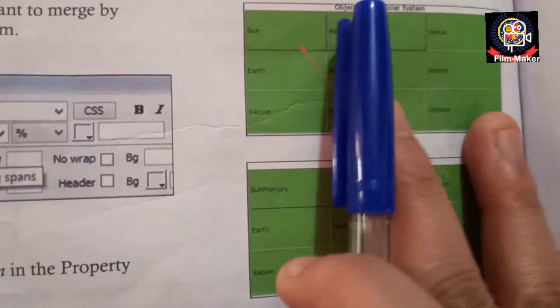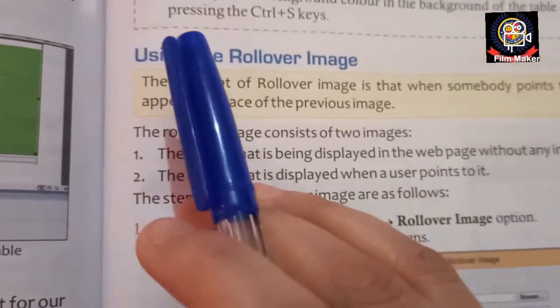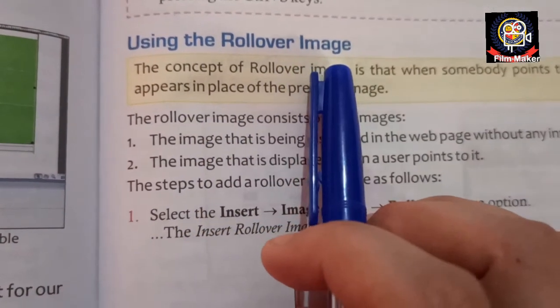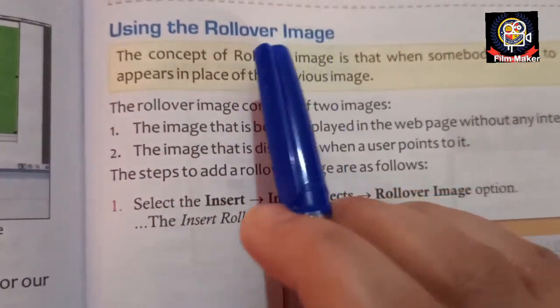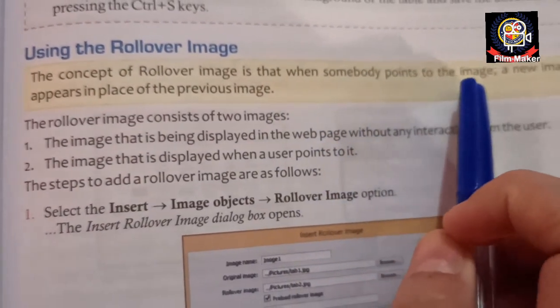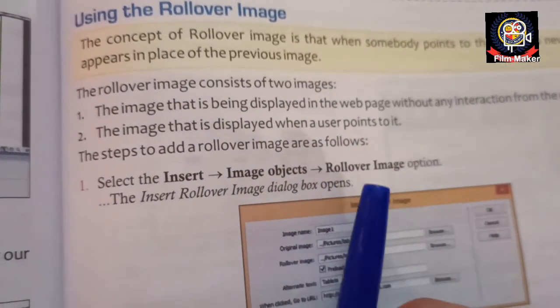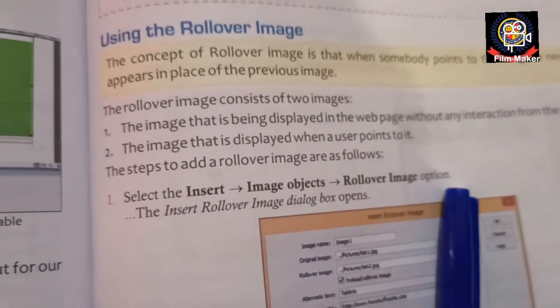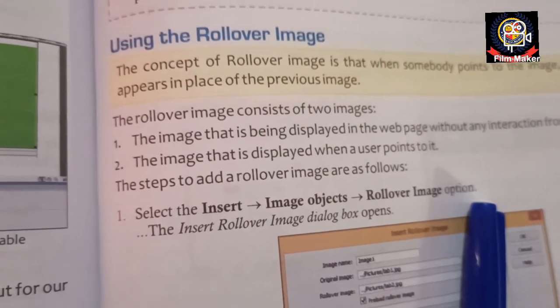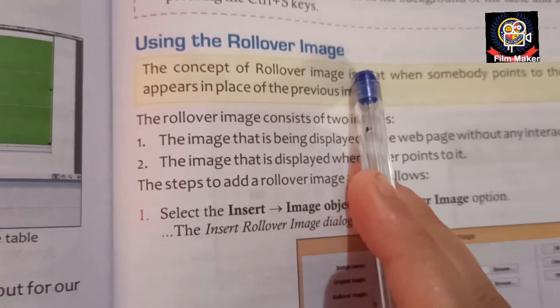Then come to the next one. Yes children, come to the next topic, that is using the rollover image. What is the meaning of rollover image? The concept of rollover image is that when somebody points to the image, a new image appears in place of the previous image. Suppose whatever image I have displayed on my web page, when a user points to that image, every time a new image will appear. That is the meaning of rollover image.